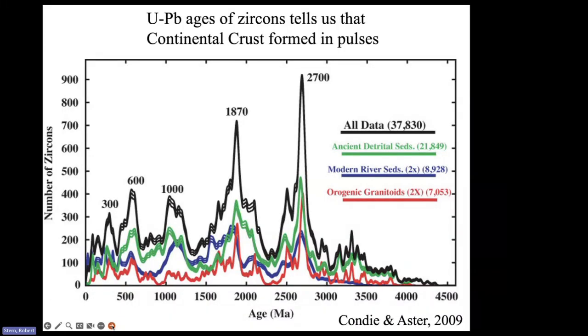Okay, now we know the ages of the crust for different regions. This is age versus the number of zircons we have. So we can see that the age of the crust, when continental crust is created, it pulses. So a big pulse at 2.7 billion years, another big pulse at 1870 million years, and here we are today. We don't have any crust to speak of from older than about 4 billion years.